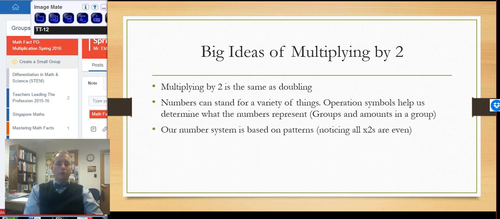Another big idea when multiplying by 2, and really multiplying by any value, is that our number system is based upon patterns. And the better we understand those patterns, the more predictable our number system becomes. And the more predictable our number system becomes, the more as a student I know that I can learn it and I can become comfortable with it.